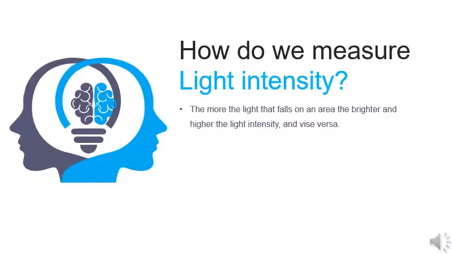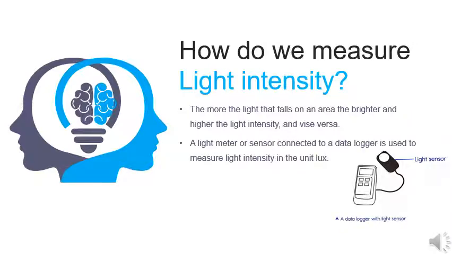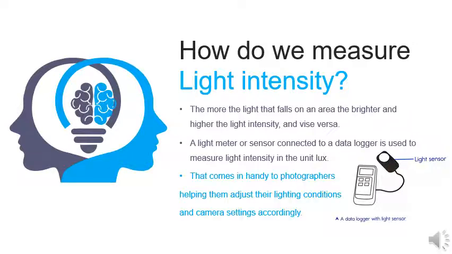If we were to compare light intensities of these different light sources, how would you measure it? Now, the more the light that falls on an area, the brighter and higher the light intensity, and vice versa. And how do you measure that? Well, with a light meter or sensor connected to a data logger, you can measure it in the unit of lux, as you can see in the picture.